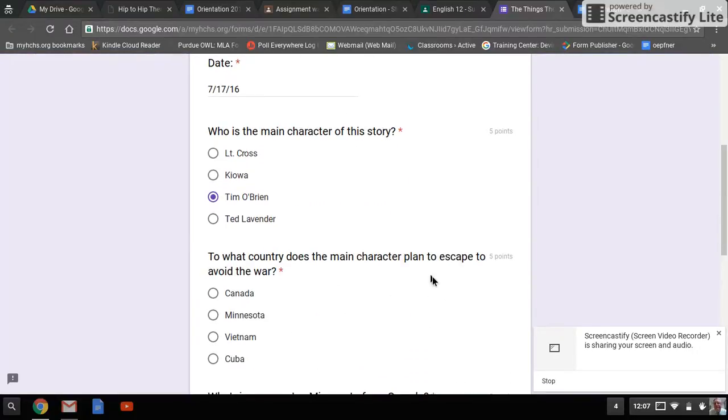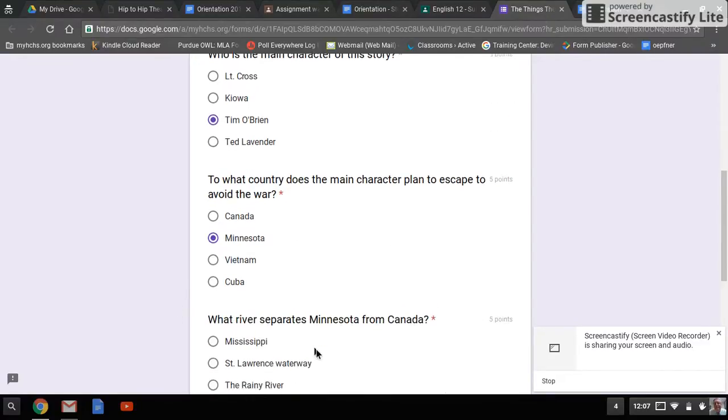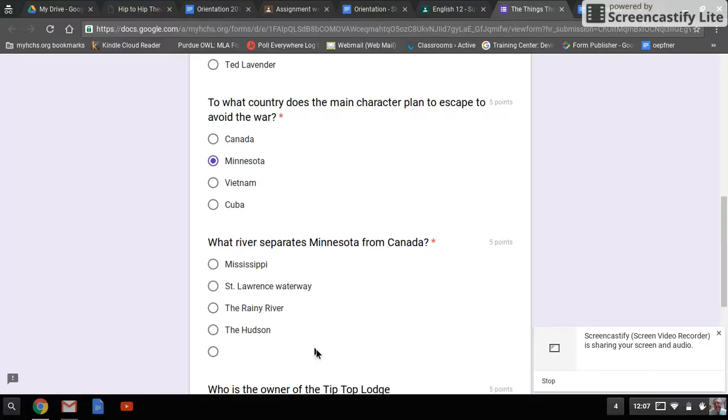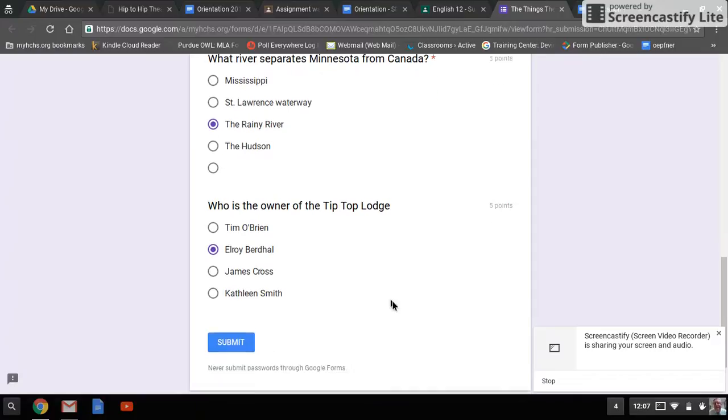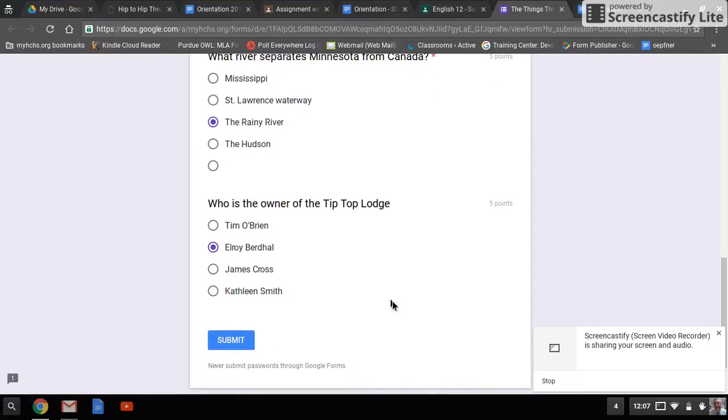I'm going to get some of these wrong, just to show you what it looks like when they're wrong. What country does the main character plan to escape to avoid the war? The Vietnam War. Of course, we all knew they wanted to go to Minnesota. What river separates Minnesota from Canada? The Rainy River. And who is the owner of the Tip Top Lodge? That was Elroy Bergdahl. Now, the student will do that. It's only 4 questions. So they will click Submit.